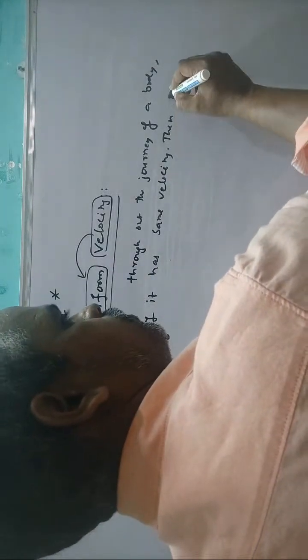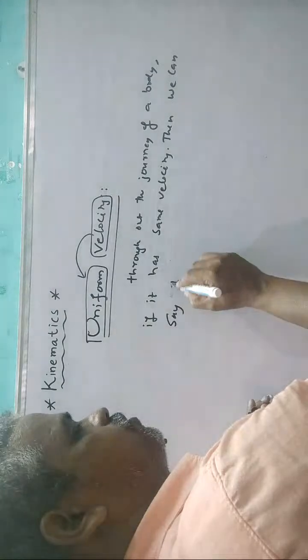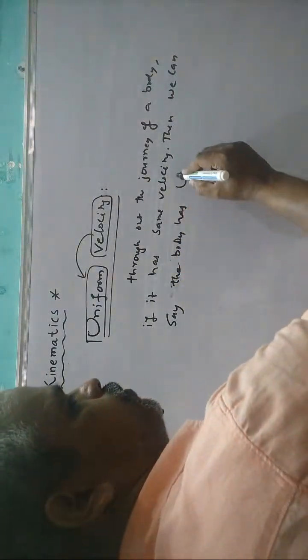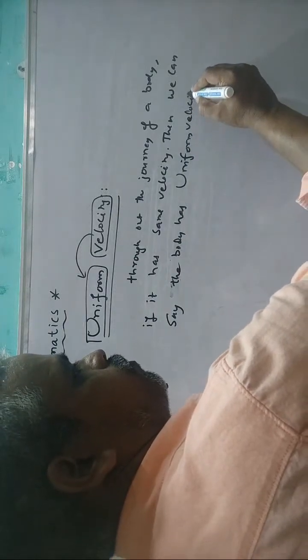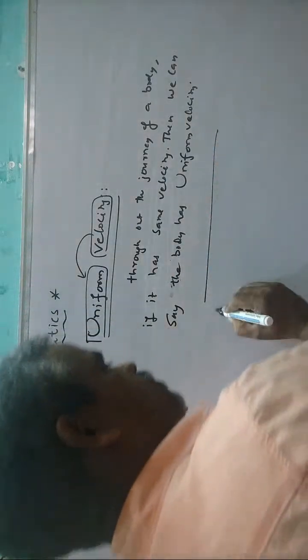Then we can say the body has uniform velocity. For this one, you just draw this picture.